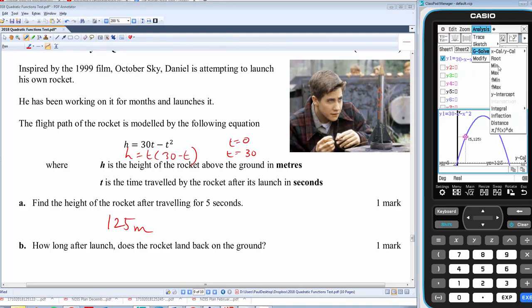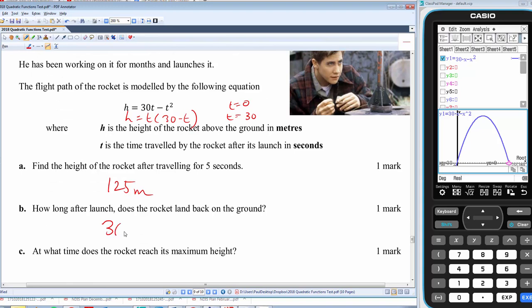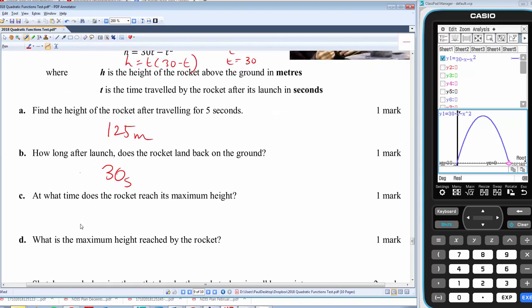How long after launch does the rocket land back on the ground? Analysis, G-solve, root. That's where it launches, and it lands there. So I'm using the left and right, or hitting this button here. So that happens at x equals 30, which we knew would happen anyway. So how long after launch does the rocket land back? After 30 seconds.